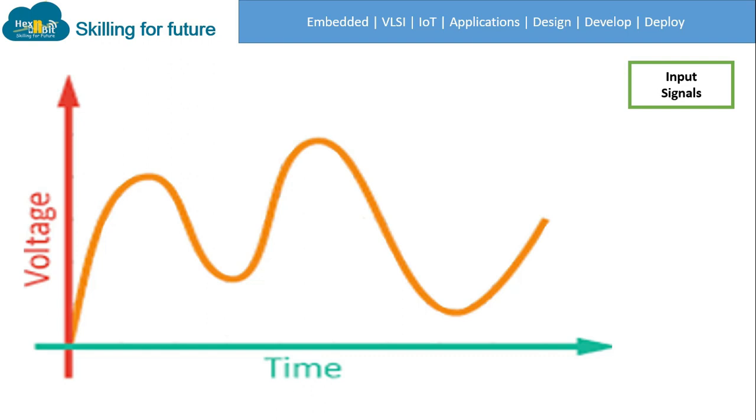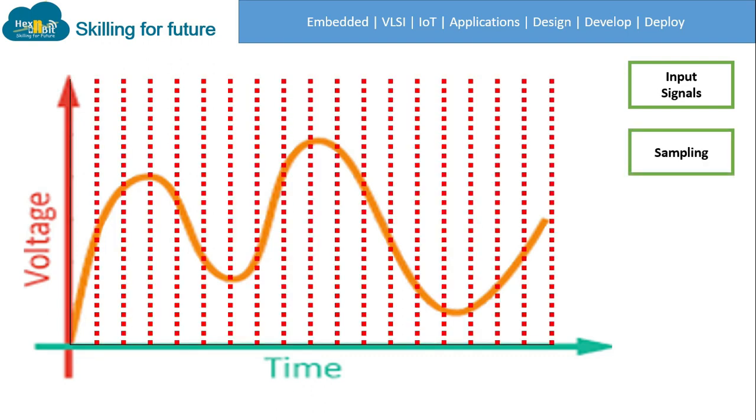So the next step will be sampling. In sampling, we will collect various samples of this signal at certain intervals of time so that we get discrete values at different time intervals.